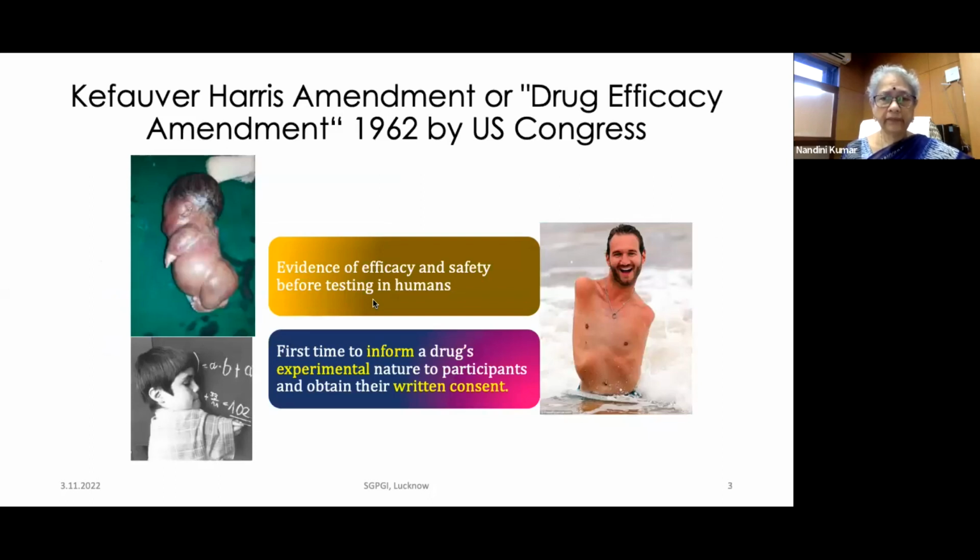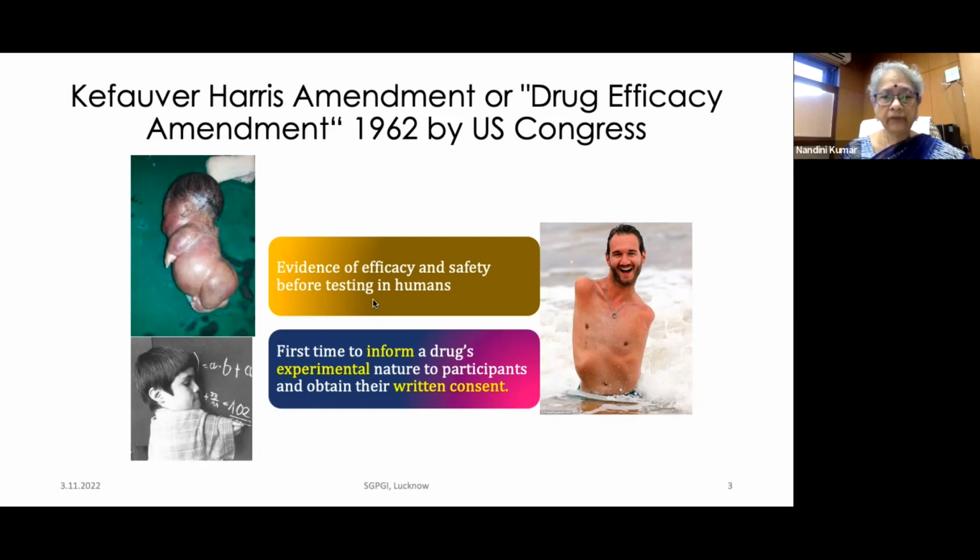Thereafter, a very important event happened, and some of you must know about this: phocomelia, that is seal limbs, where the limbs were mere flaps. And why was that? Because during the first trimester, women were asked to take thalidomide to prevent their nausea. It resulted in this congenital anomaly, which made the US FDA stand up. The person responsible for that was Christopher Harris. The Drug Efficacy Amendment, as it was called, was passed by the US Congress, where one needed to establish the evidence of efficacy and safety before testing in humans, especially in pregnancy.